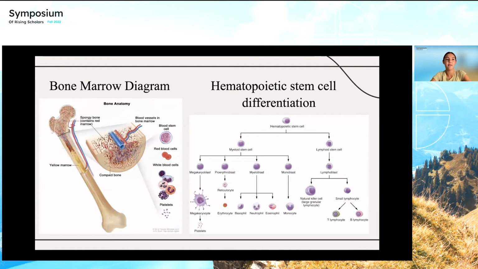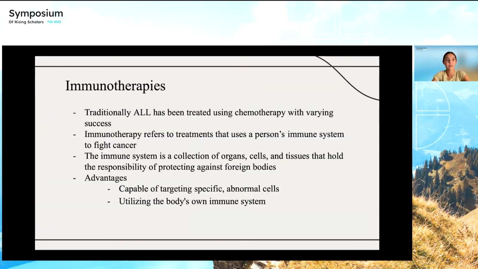So on the left, you have a diagram of the bone marrow, and you can see that within the bone marrow, there are blood stem cells that hold the potential of maturing into red blood cells, white blood cells, and platelets. And then on the right-hand side, you have a hematopoietic stem cell differentiation chart, and you can see that the cancer would occur between the lymphoblast and the lymphocyte stage, hence why it's called an immature lymphocyte.